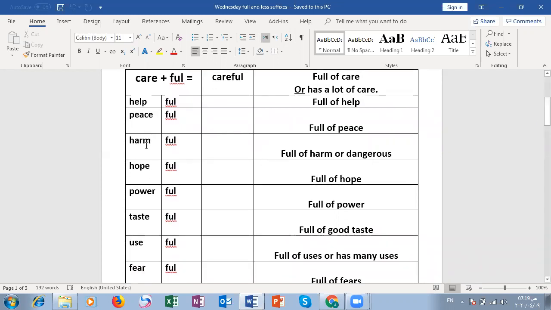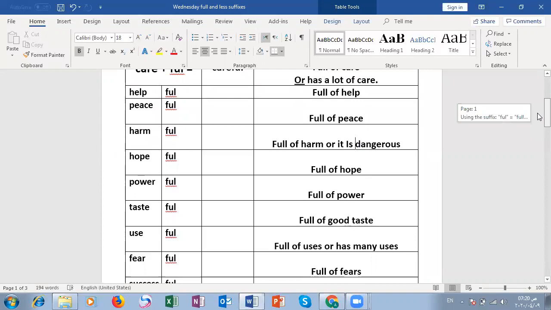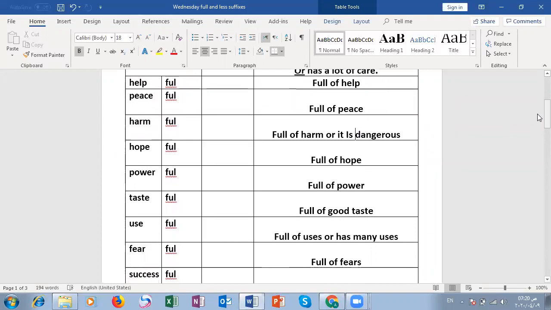Harm. Harm means something that has danger. When we add full to this word, it becomes harmful. And what does it mean? It means full of harm or dangerous. So when something is harmful, it is dangerous. When something is dangerous, it's harmful. So dangerous is an adjective and harmful is an adjective. They have the same meaning.